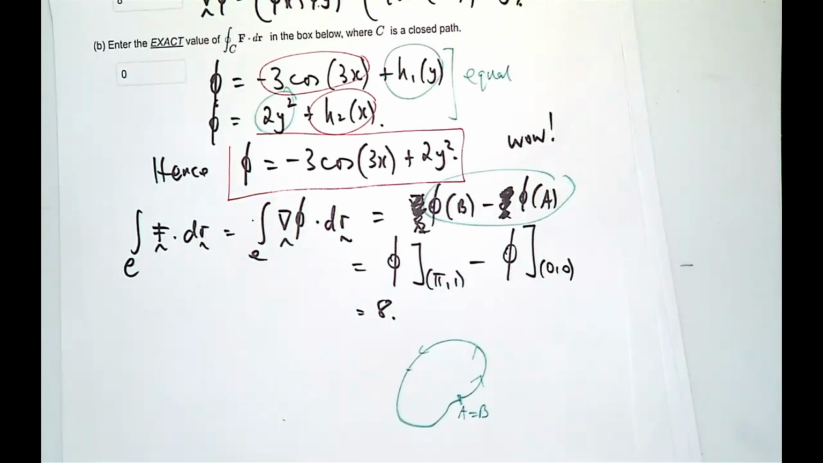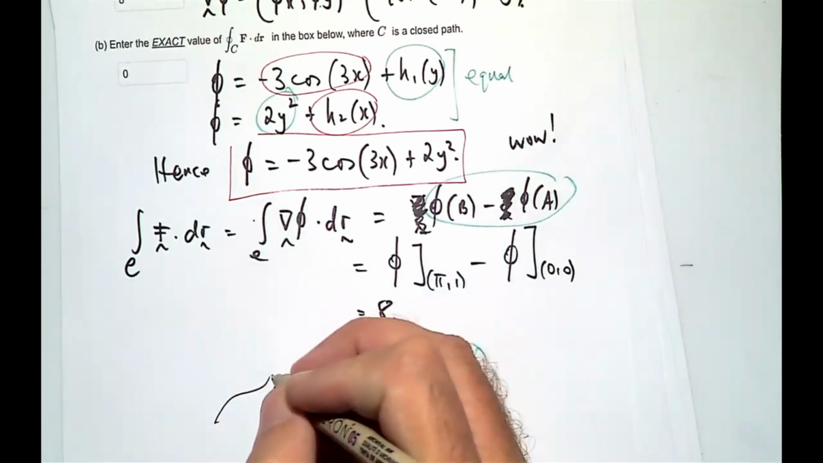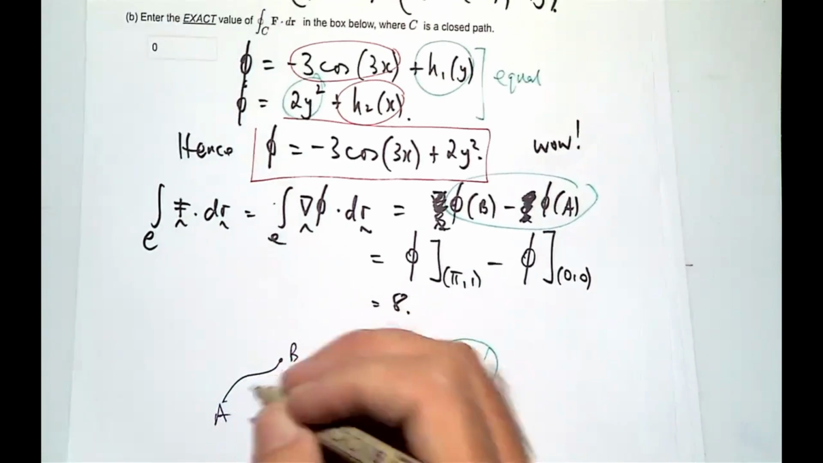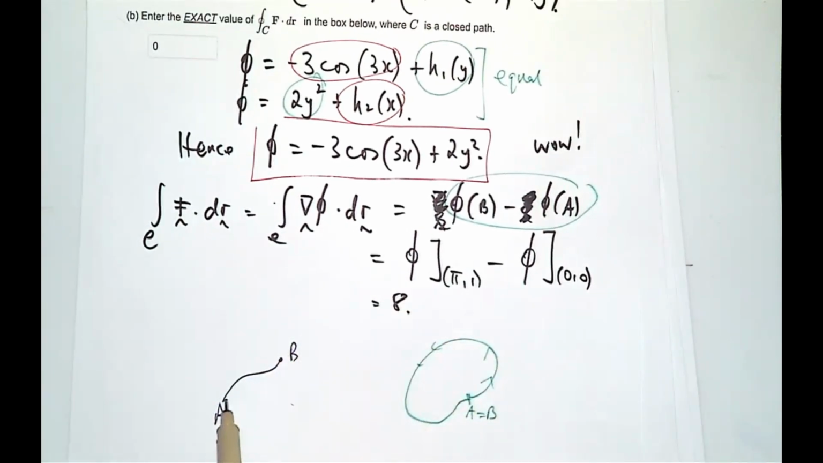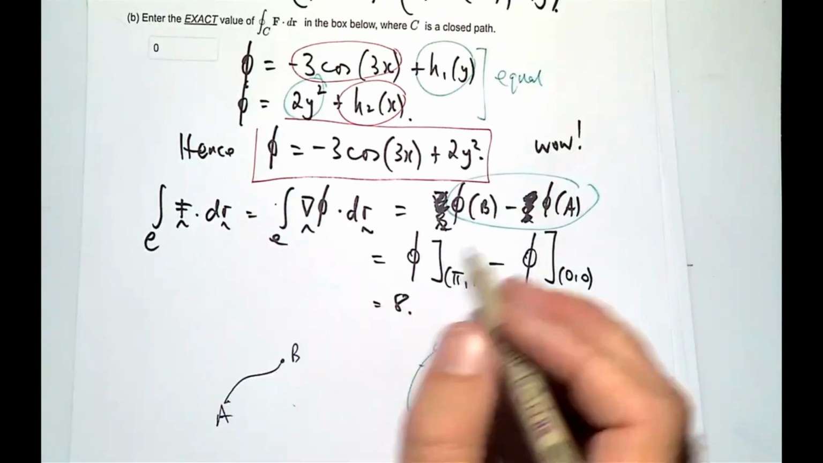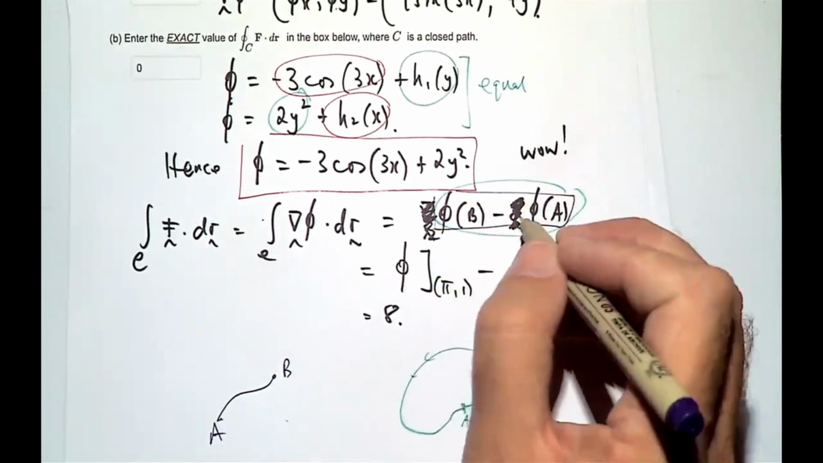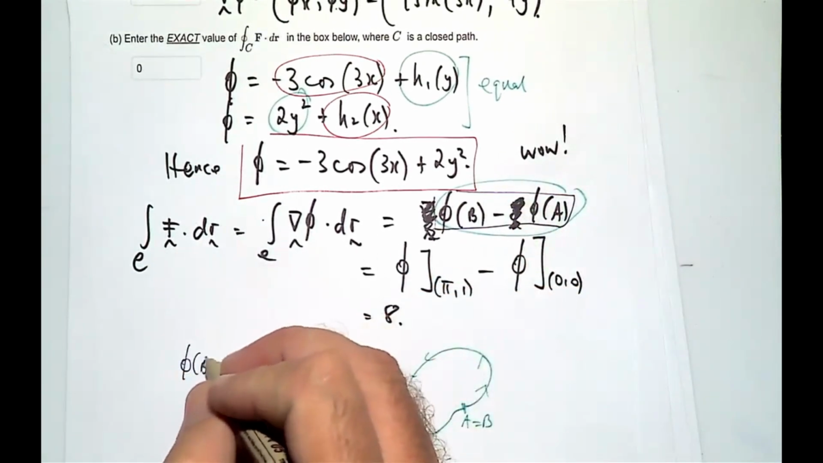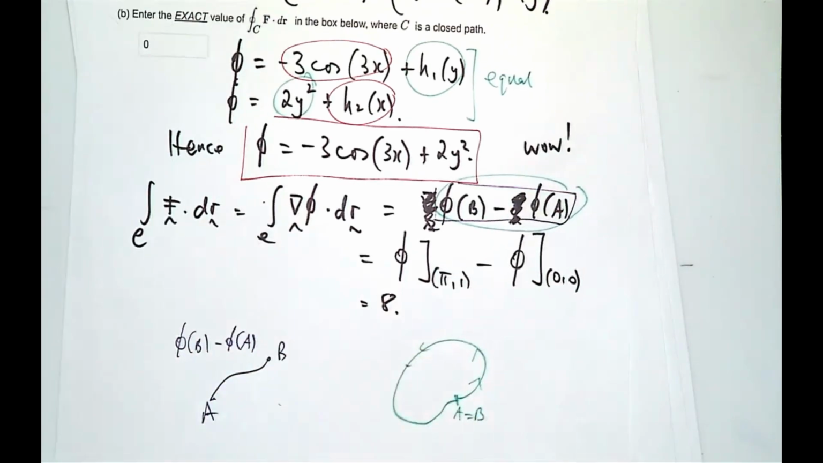Usually, okay, so let me draw another picture. Here's our starting point and here's our end point, right? And the fundamental theorem of line integrals says the value of the integral is this. Yeah? Now what happens when A and B are the same point? What is this difference? That's it. Okay? So work smarter, not harder.